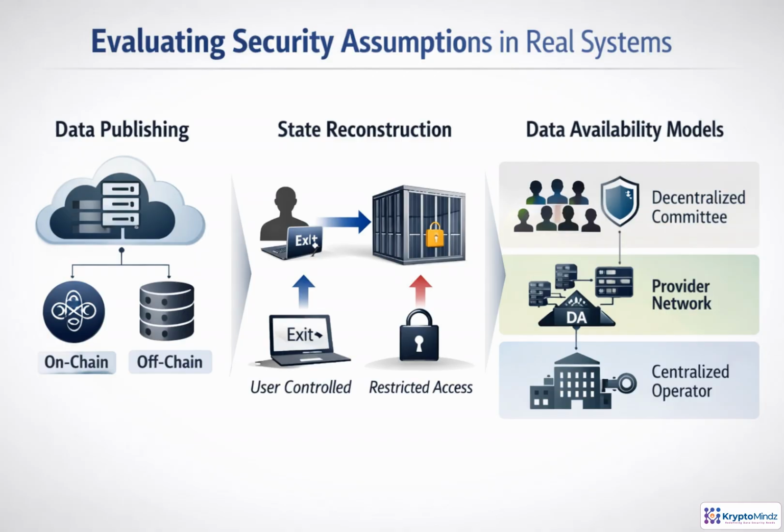When reviewing a rollup, don't stop at "there is a validity proof." Ask what data the proof depends on, where that data is published, and whether users can retrieve it without permission. Then test the recovery path. Can a normal user reconstruct state and exit if operators disappear or censor them? Finally, match the data availability model to the risk. A game may tolerate weaker assumptions. High-value finance usually needs stronger, more transparent guarantees.